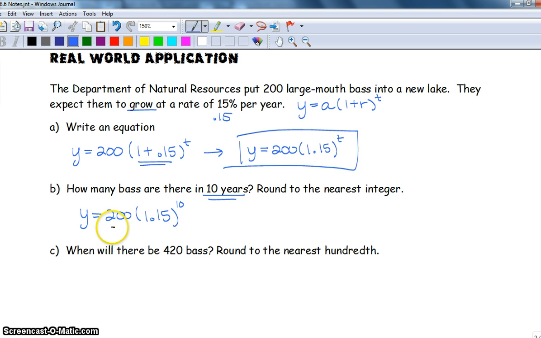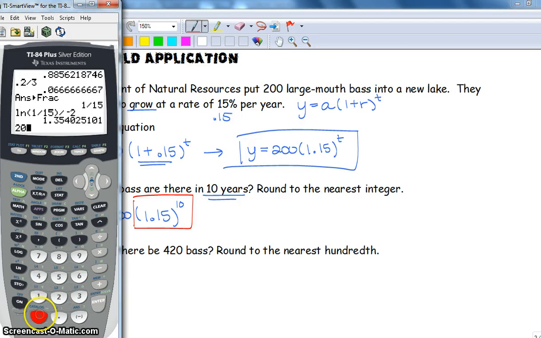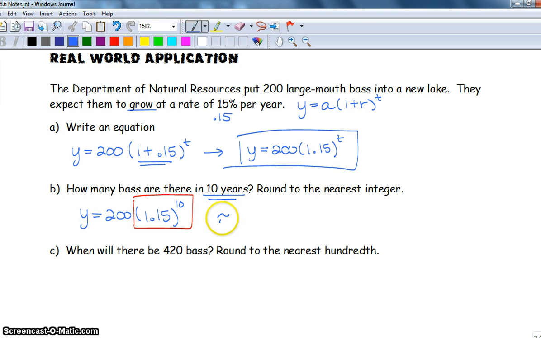Now remember, on the last quiz we had some people that got this wrong. You don't multiply the 200 times the 1.15. Order of operations says you have to evaluate exponents first. And really you don't even have to worry about that, because if you just type the whole thing into your calculator, it does the work for you. So 200 times, or parentheses, 1.15 raised to the 10th power. So that gives you about 809 bass. And remember, you're just going to round to the nearest integer.